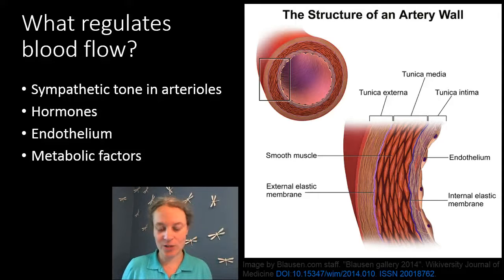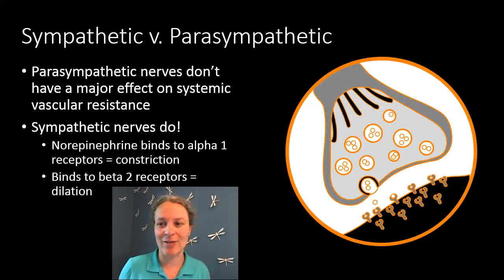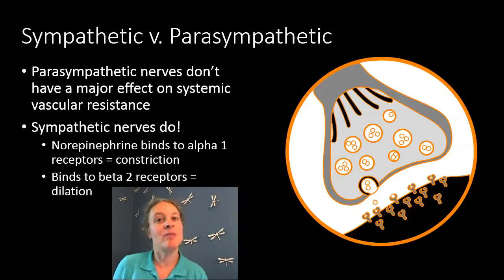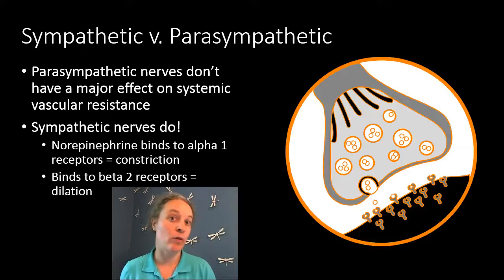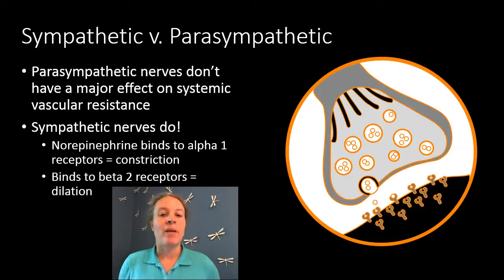Now, what I actually want to talk about more specifically, because this is something that often confuses people, is sympathetic tone. So hang in there. I know this is kind of an intense lecture, but I think it's hopefully going to be helpful. Now, as a review, the sympathetic nervous system is activated in quote fight or flight situations, and the parasympathetic nervous system is activated under rest and digest conditions.